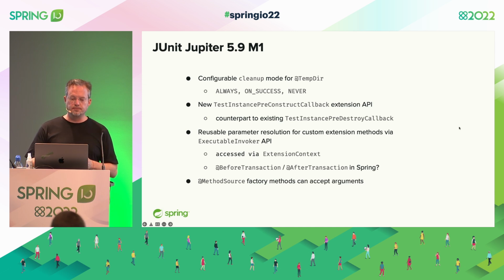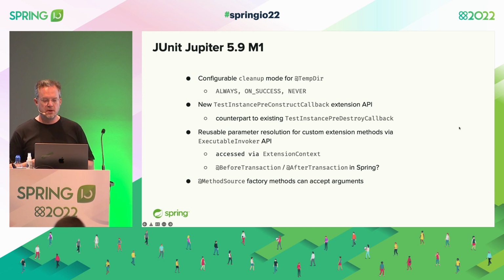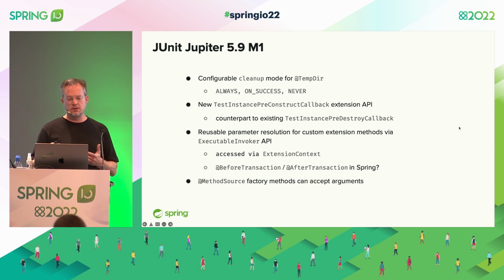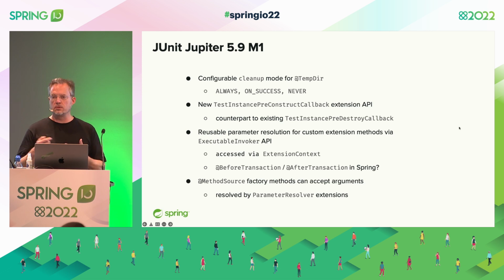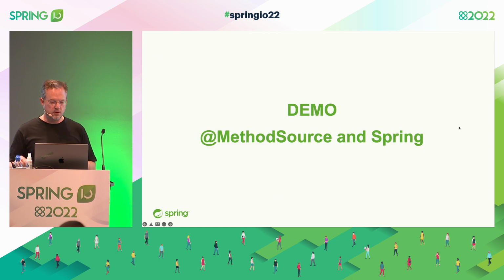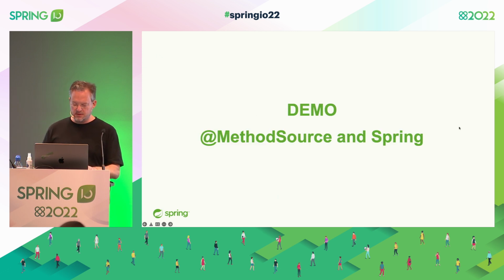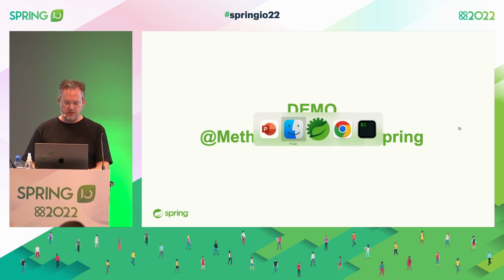Another thing is @MethodSource is actually building on this new feature, because once we implemented the one, we realized we could do it for @MethodSource factory methods. So if you have a parameterized test with that @MethodSource, previously those also could not accept any arguments. But now with this new feature they can, and they will be resolved by the standard mechanism for parameter resolver extensions. So now I will attempt to do some live coding for this.